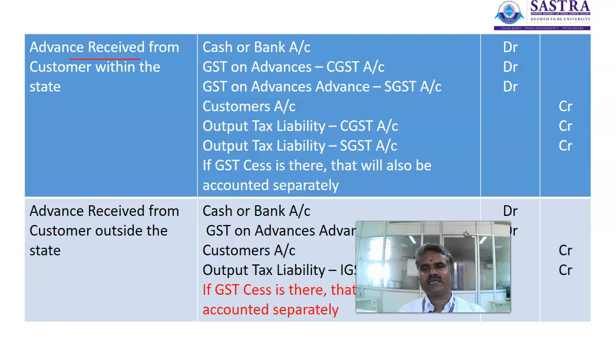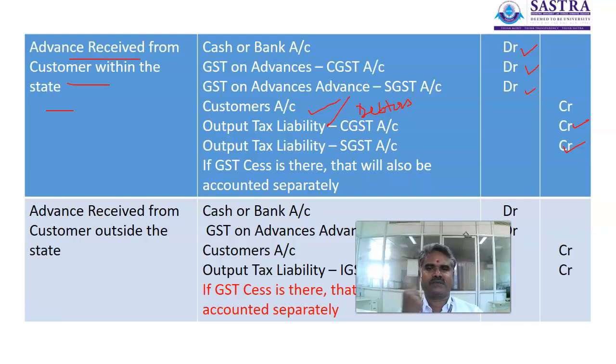Advance received from customer within the state. So cash or bank account debtor, GST on advance, CGST or SGST account debtor, to customers account. To customers means to debtors. And output tax is CGST, output tax is SGST. How to pass?